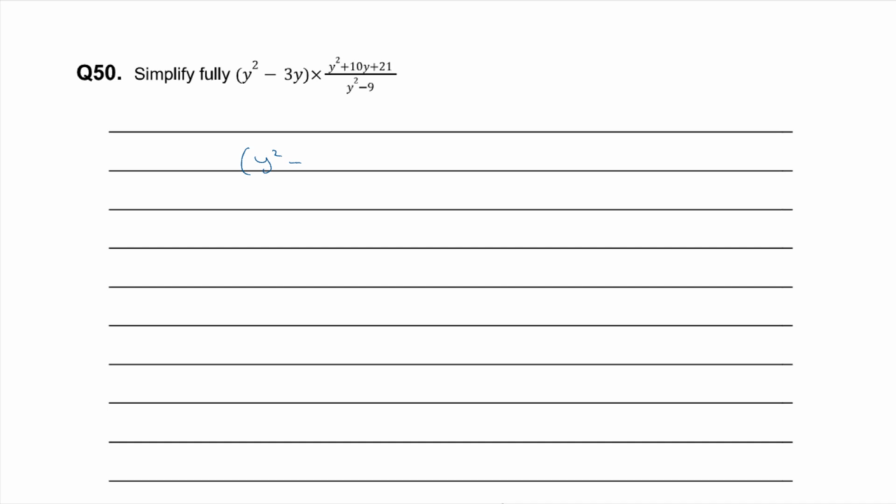So I'm going to factorize a y out of the first part, make it y times y minus 3. And then the second bit of the fraction, I'm going to factorize into two brackets on the top by factorizing the quadratic. And I'm going to factorize the bottom as well using a difference of two squares. Difference of two squares is easy. We'll do that first. y plus 3, y minus 3.